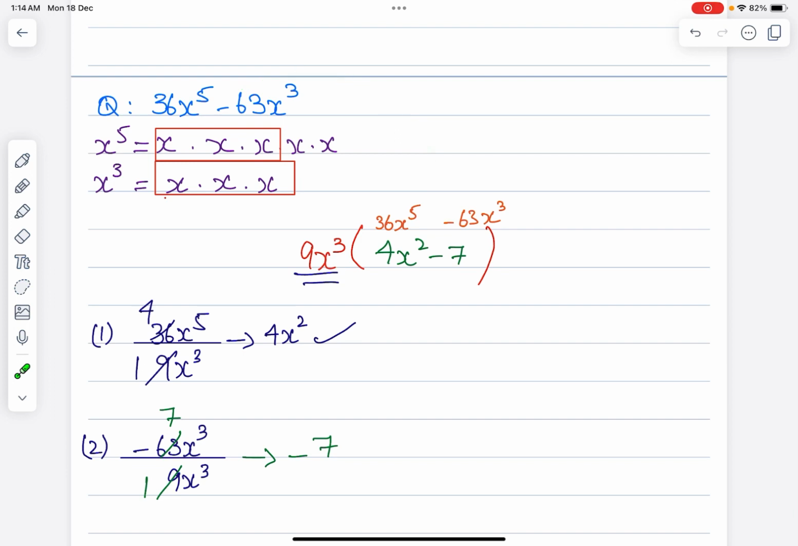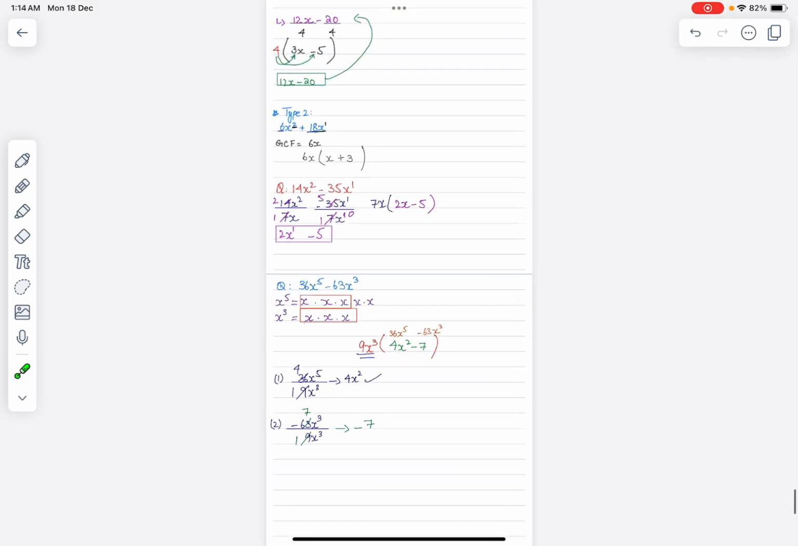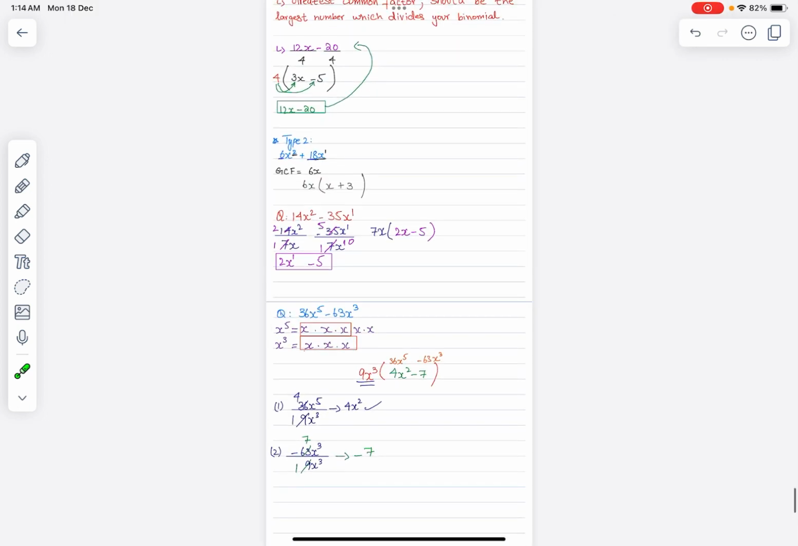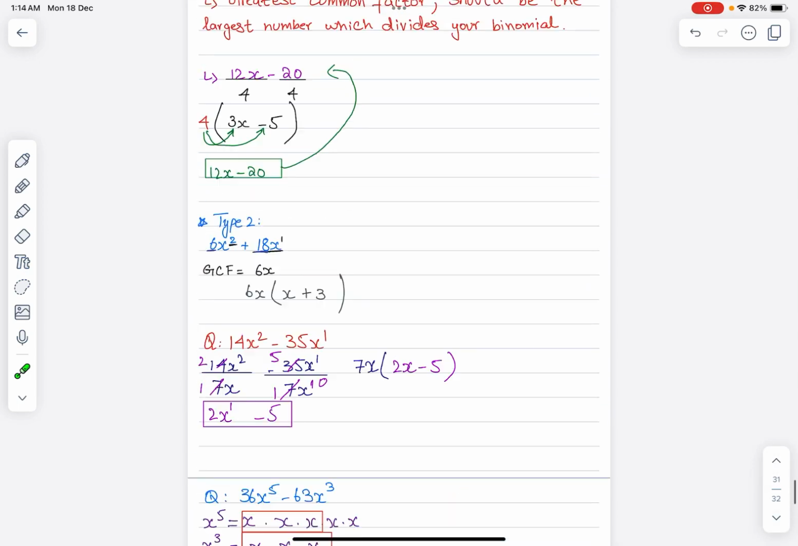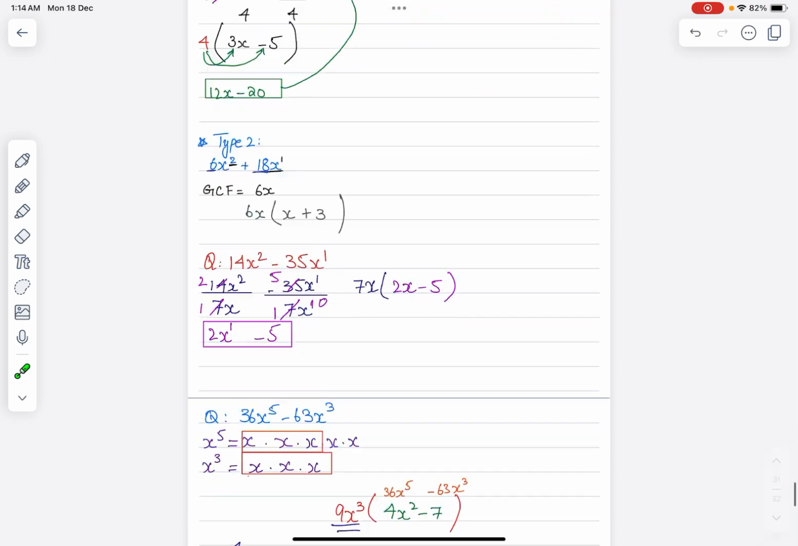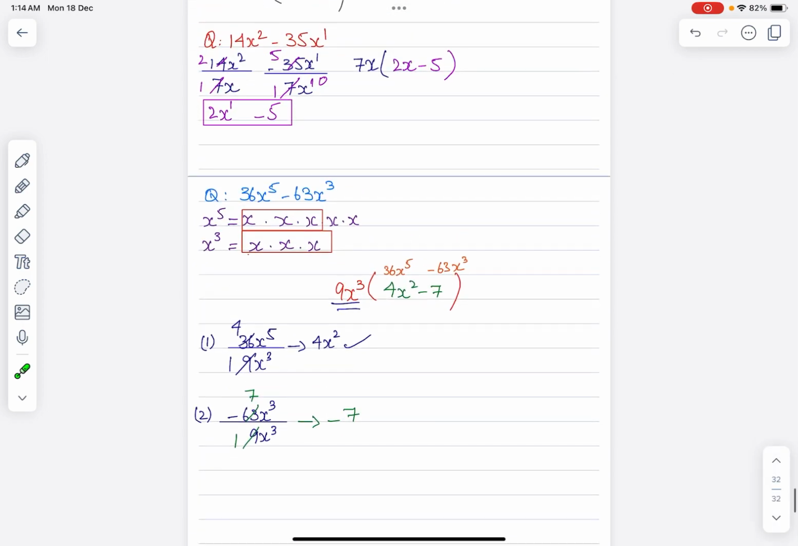That's it for today. This was the concept of greatest common factor. We will discuss more about this in our next video or in our next class, and that's it. I hope you understood the concept. It is a really easy concept. Just stick to your basic principles. This is the best advice for the day.